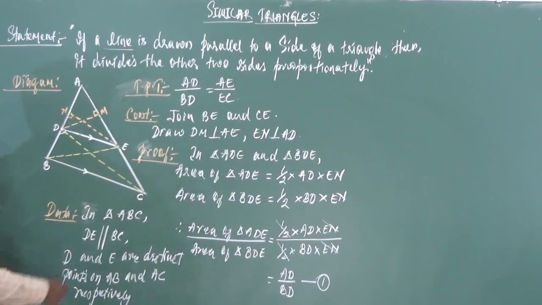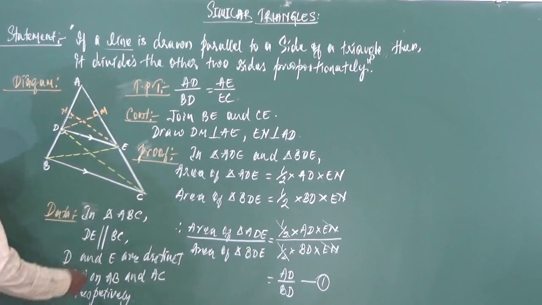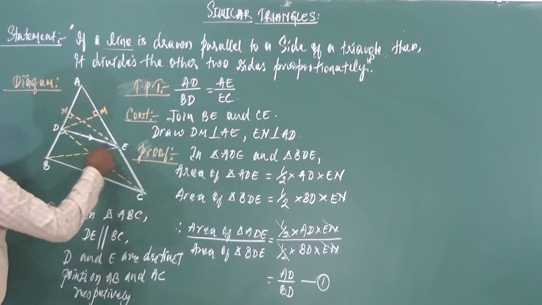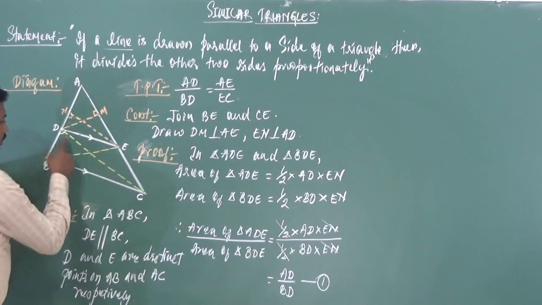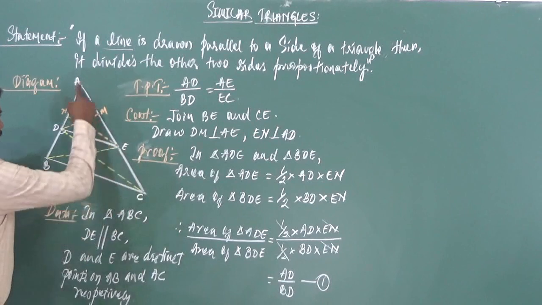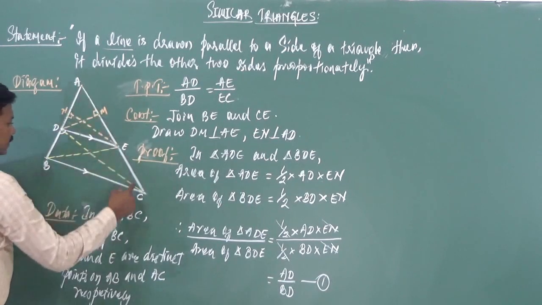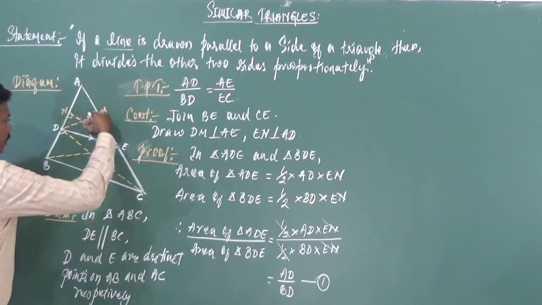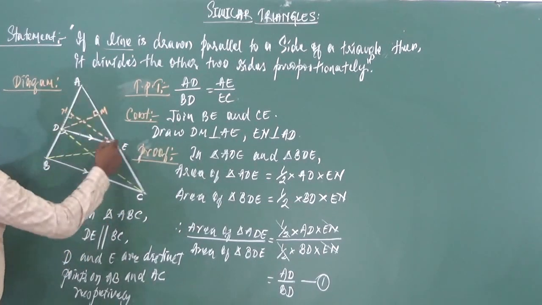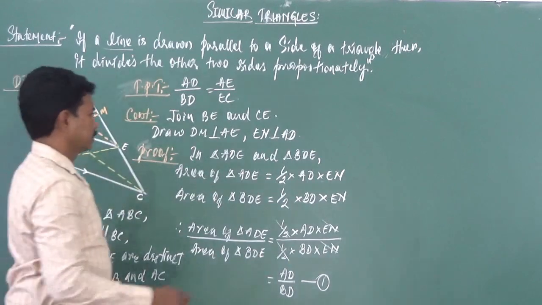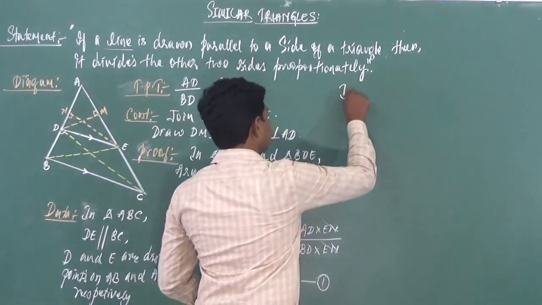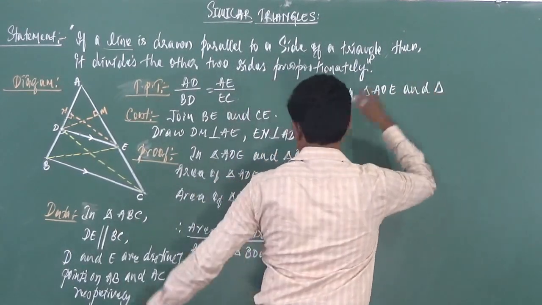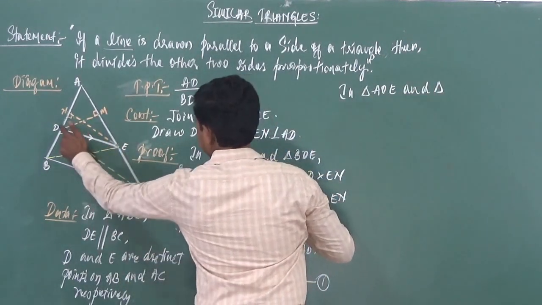Right, now we will go with the next set of two triangles. Again select triangle ADE in this case, and triangle DEC, this triangle below this side. So in triangle ADE and triangle EDC.